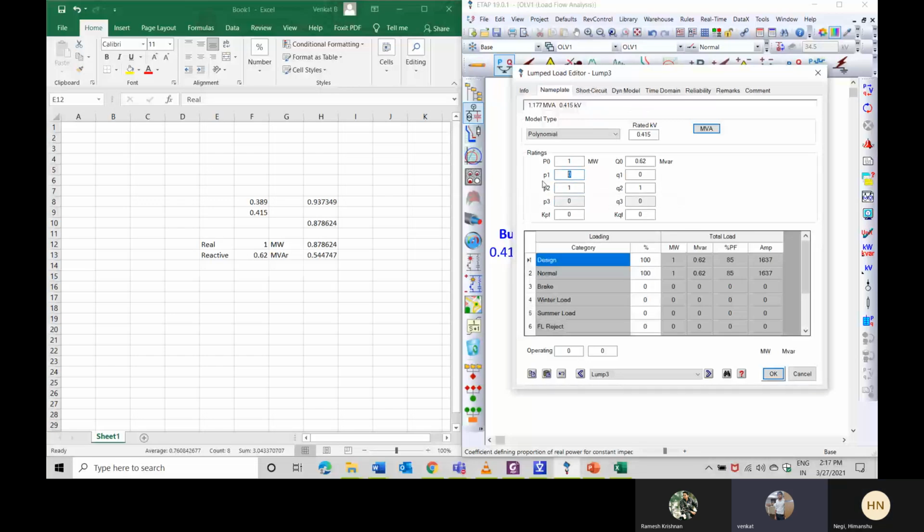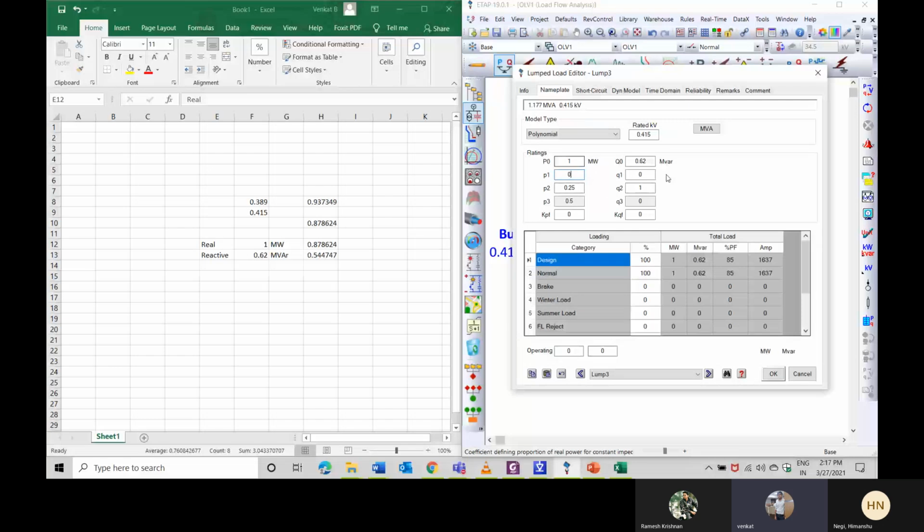If I put some values like 0.25, it will take the power, and it will differentiate between them: 25% constant impedance load, 25% constant current load, and 50% constant power load. Like this it will differentiate.